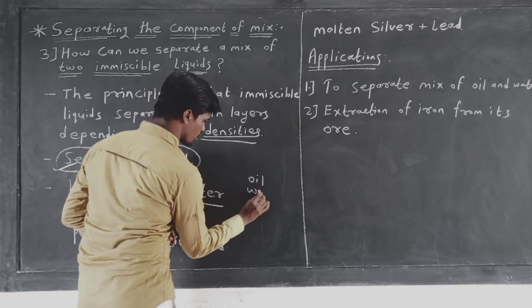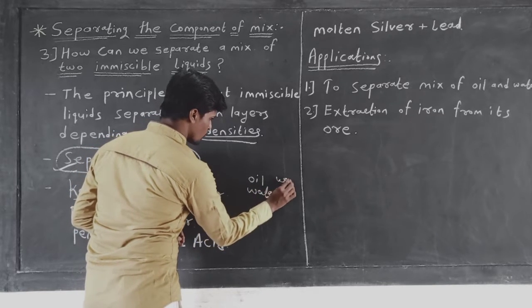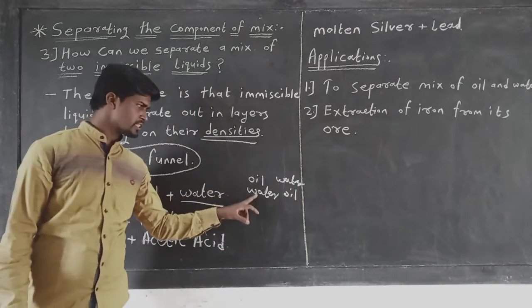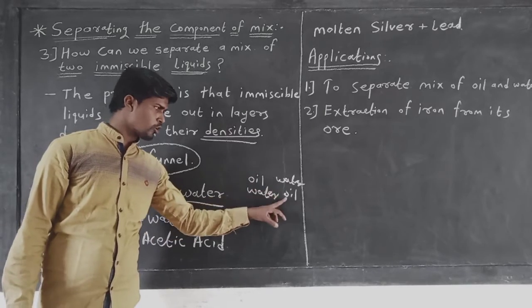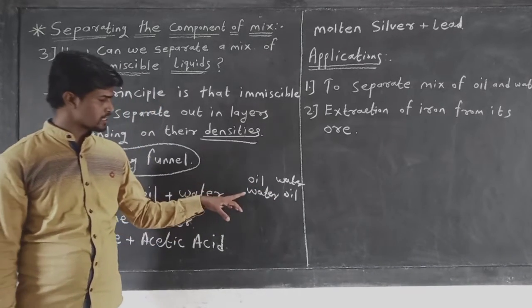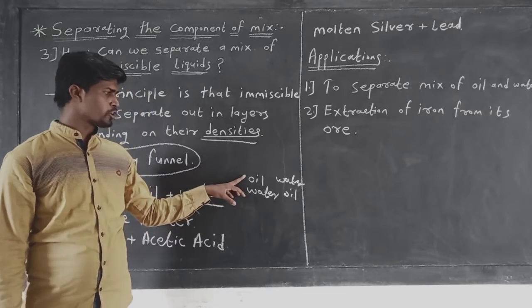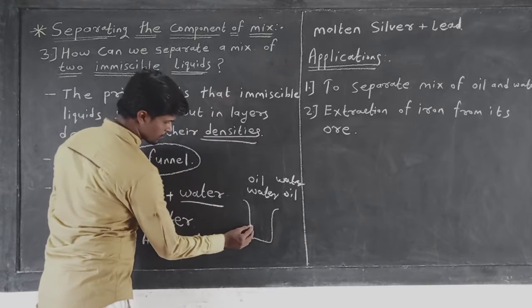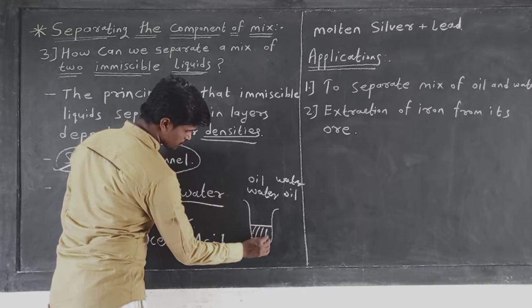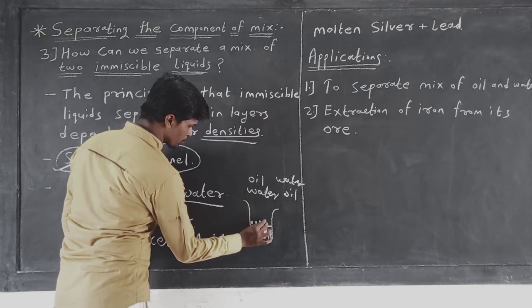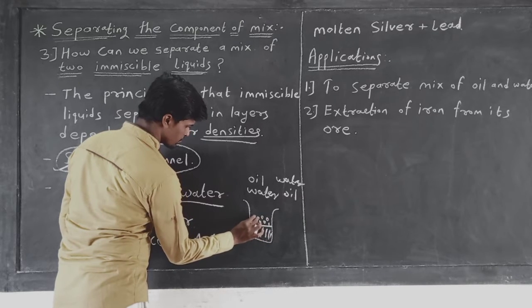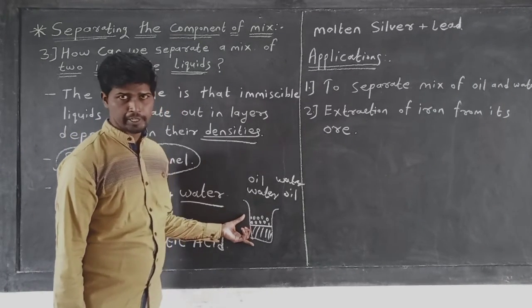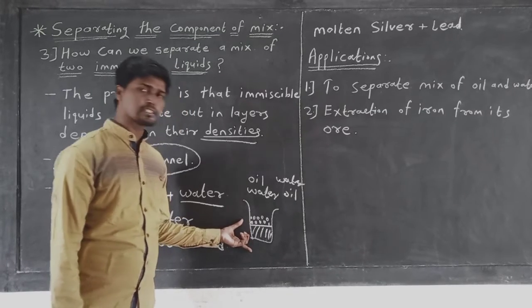Oil and water. So which has the higher density, oil or water? Water has high density and oil has low density. This layer seen in the separating funnel is water and droplets of the oil. So we take this solution in the separating funnel.